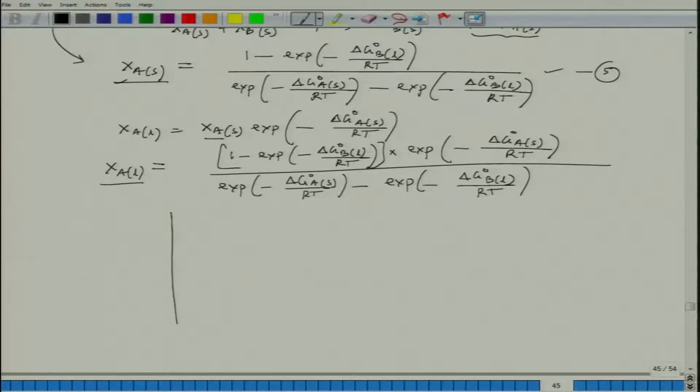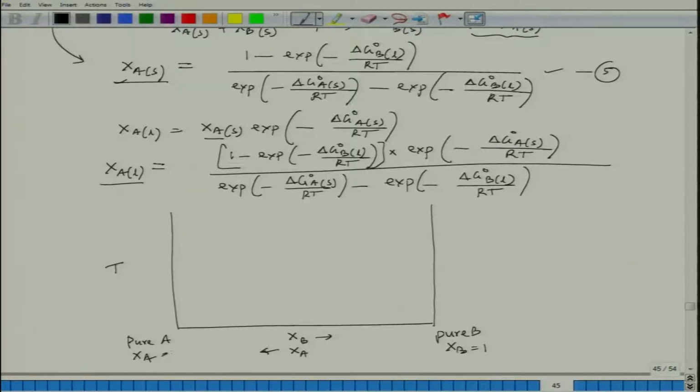Then if I try to plot it on a temperature versus XB or XA plot, this is pure B, that means XB equal to 1, this is pure A, that means XA equal to 1, and our temperature is T, which is less than TMB. If we consider this as TMB, the melting point of pure B, it is more than the melting point of A.